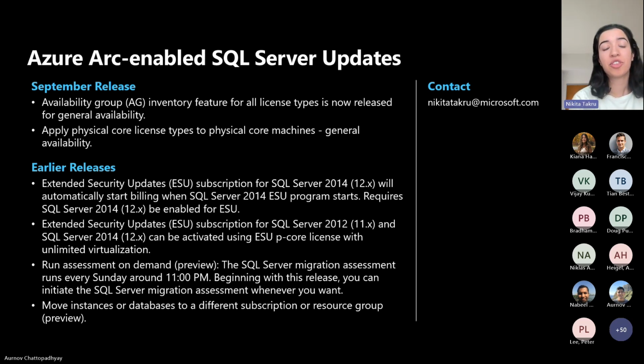In addition to this, another update is that applying physical core license types to physical core machines is also generally available. So those were some of our updates from the September release, but I also wanted to go through a few updates from some of the previous releases as well. So I've highlighted a few key ones here, but definitely do go to our release notes for Azure Arc-enabled SQL Server, where you'll see all of this plus much more in detail. So if you want to try out any of the features, that's a great way to see that, and I'll add that in the chat after. Couple of updates for Extended Security Updates, ESU.